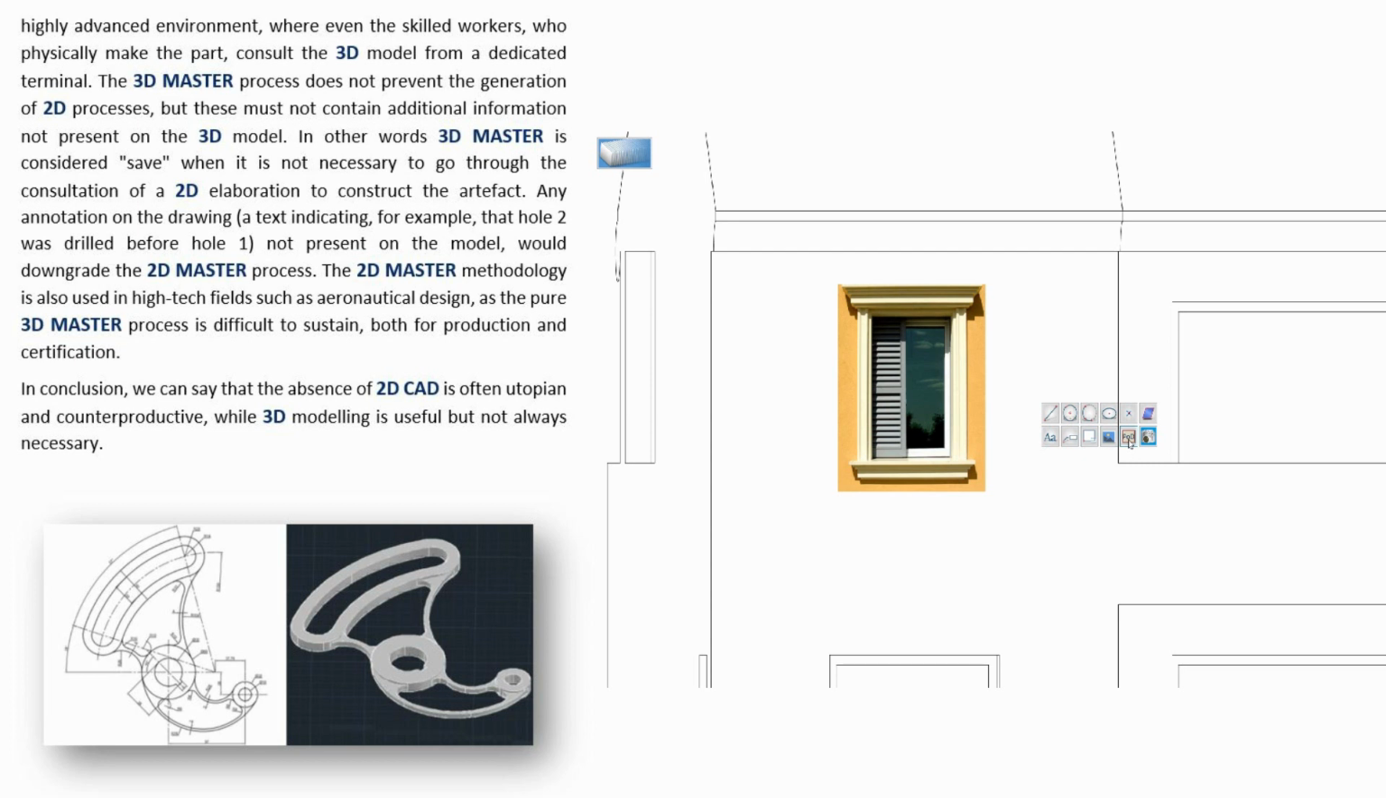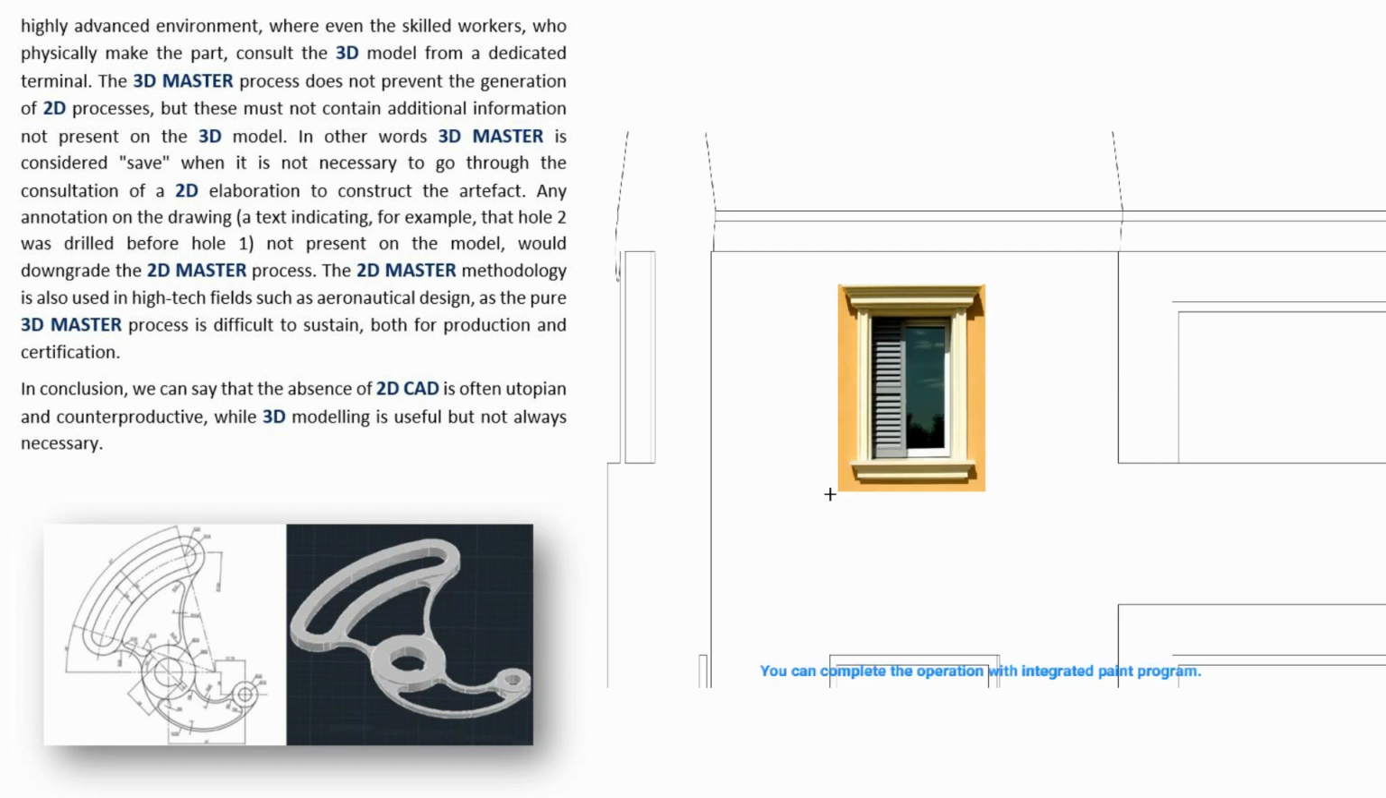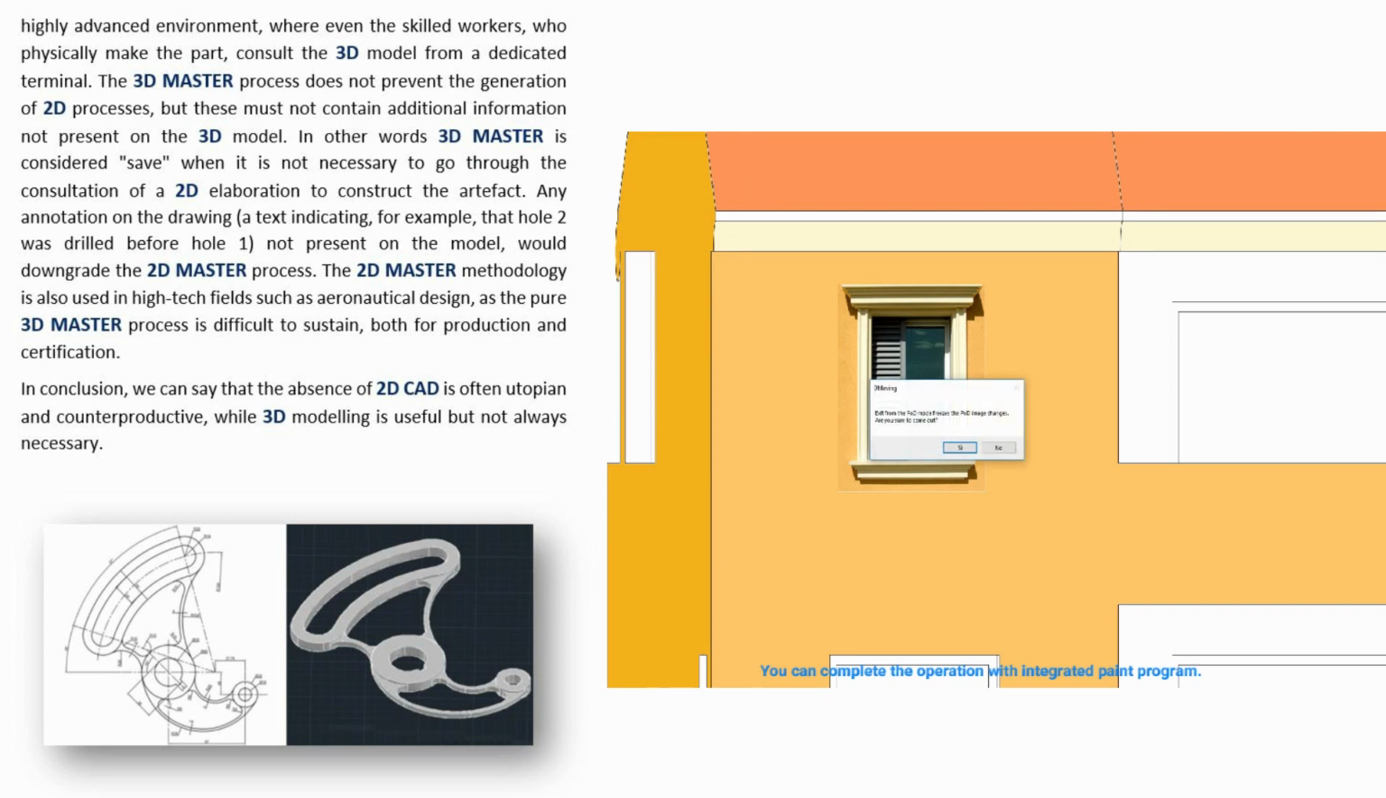In other words, 3D master is considered safe when it is not necessary to go through the consultation of a 2D elaboration to construct the artifact. Any annotation on the drawing, a text indicating, for example, that hole 2 was drilled before hole 1, not present on the model, would downgrade the 2D master process.